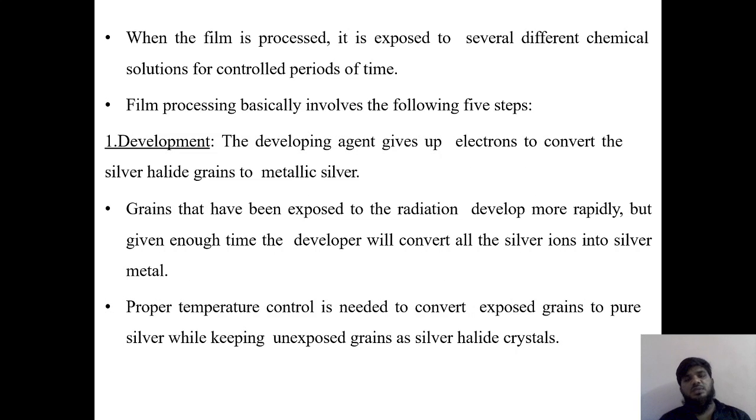When this film is exposed, the electrons present will react with the silver and form metallic silver, and this is exposed to the radiation. How the development happens is that the developing agent gives up an electron. This electron reacts with the silver halide and creates metallic silver. Purely silver will be formed and the bromide will come out. The grain that has been exposed to the radiation develops more rapidly and gives the developer enough time to convert the silver ions into silver metal.